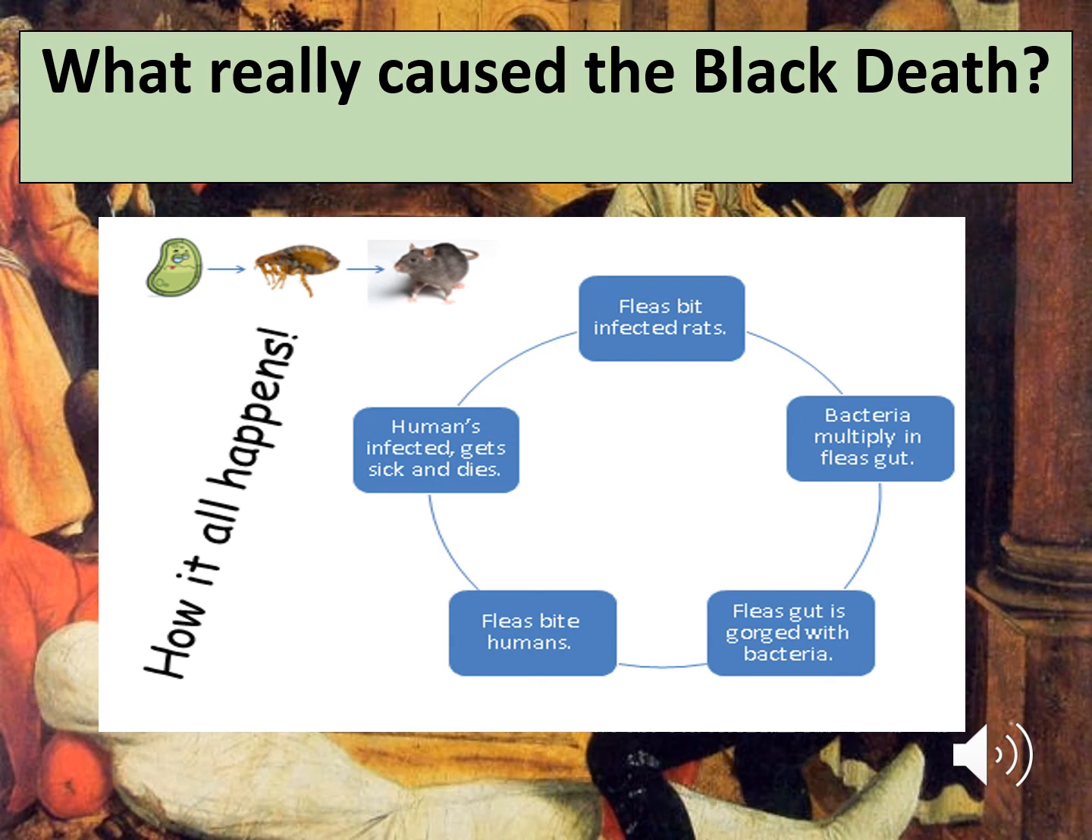In reality, the Black Death was started and spread by animals. It started, as you can see on our circle, with the fleas who bit infected rats. Bacteria would then multiply inside the flea. The flea then carried this bacteria, and they would then be transferred to a human, which they would then bite. As the flea was infected, once they bite, the human then becomes infected too, and they later get sick and possibly die.